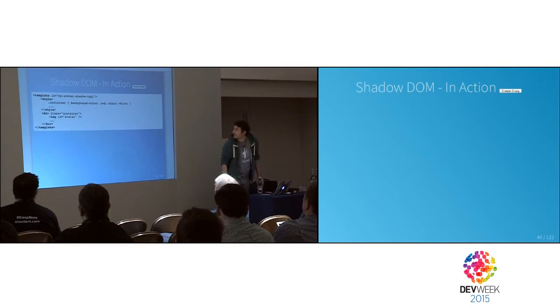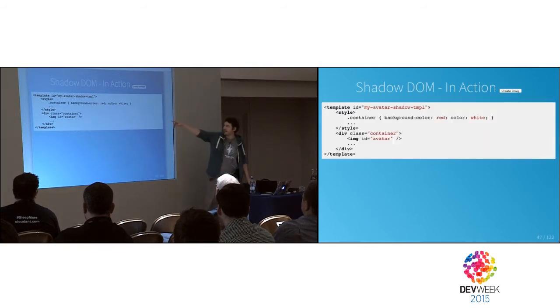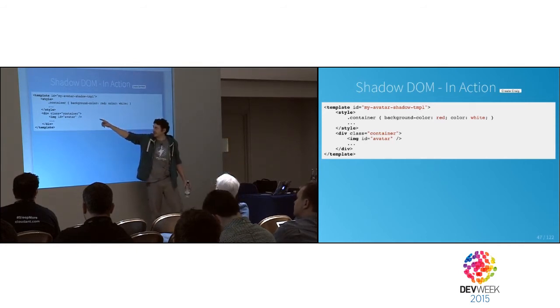So in this example, I'm going to use the shadow DOM. I've got the same thing, except my rule is container background red, color white, because my custom element has a container.